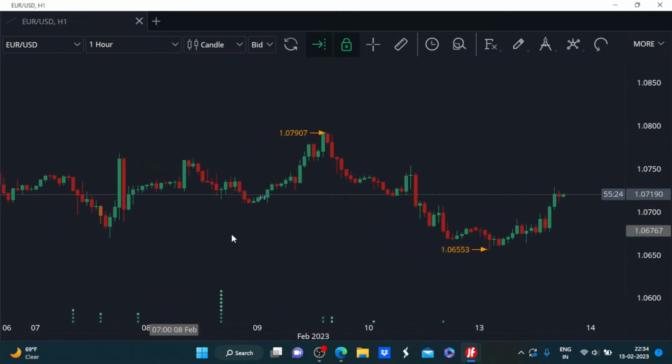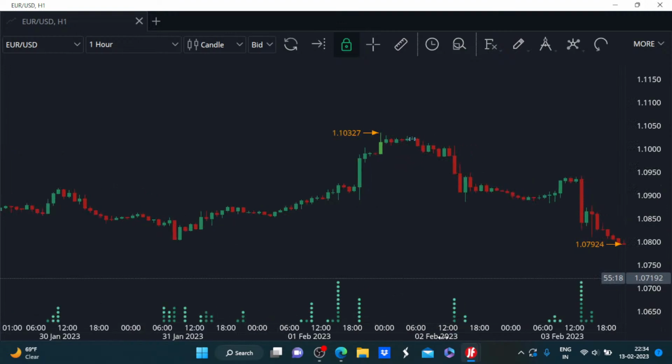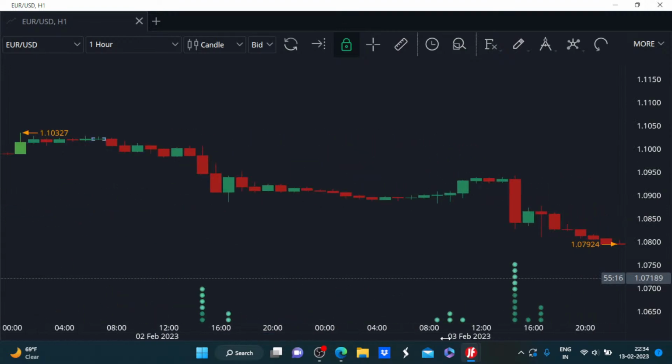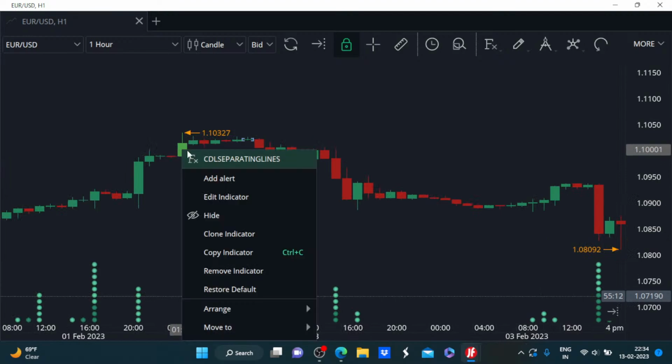There is one formation here. We are getting a couple of examples. I will enlarge the chart. Let's zoom in a bit. I think this formation is from last session. I will remove this indicator.